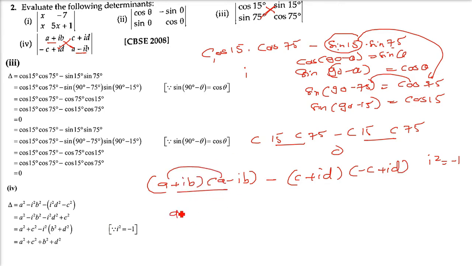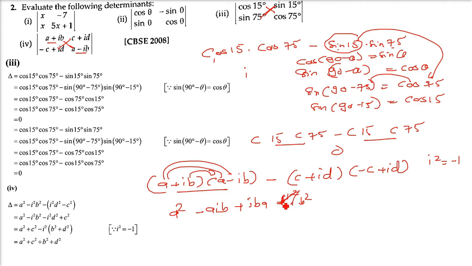A into a is a square. Then a into ib is minus aib. Then multiplying ib with a, it will be again aib, or iba, you can write, because they are both the same. Minus ib into ib, b square is there, i square is minus 1. Remember, i square is minus 1, so I am making it positive. Minus minus becomes positive, so this becomes plus b square.